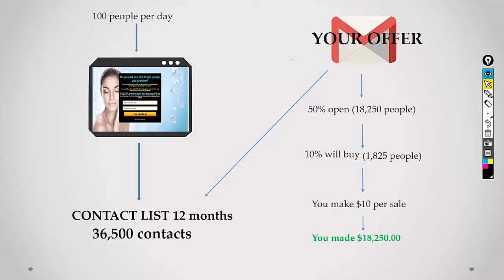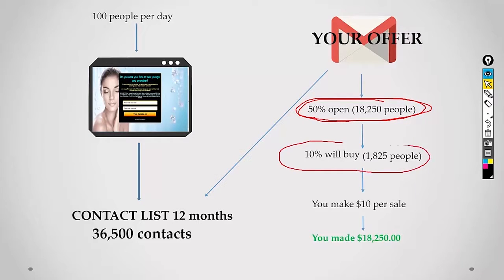So here's how the numbers break down. If you send an offer to your list of contacts, and for this example we're talking about 36,500 contacts, roughly 50% of those people will open that email. The other 50% won't even look at it. They won't even open it. So about 18,250 people will open your email and look at it. Now, out of those people, roughly 10% will buy into your offer, whatever it is that you're promoting, if you do it correctly. That's the way the numbers should break down.